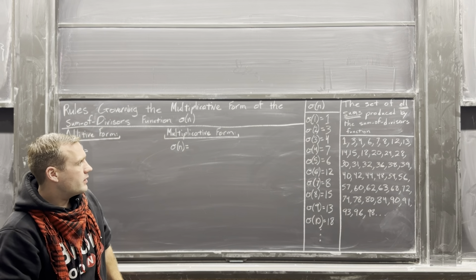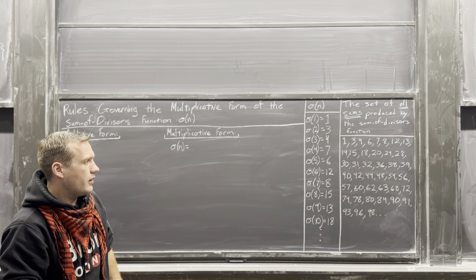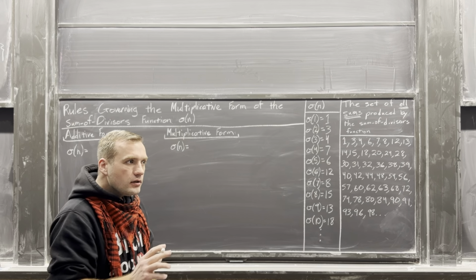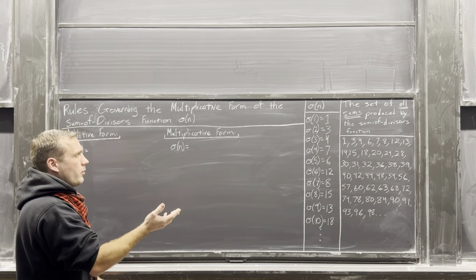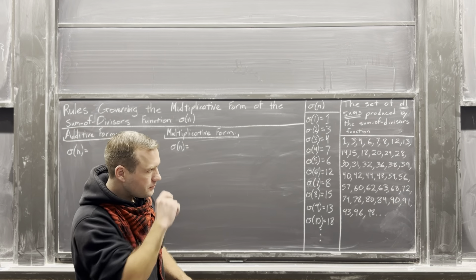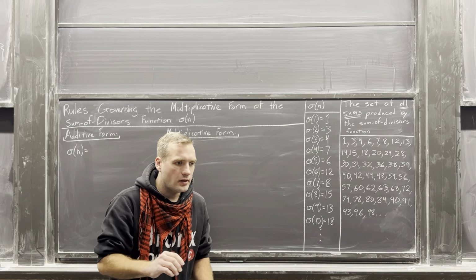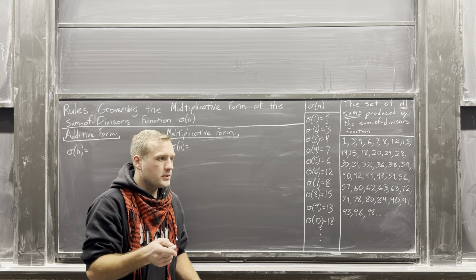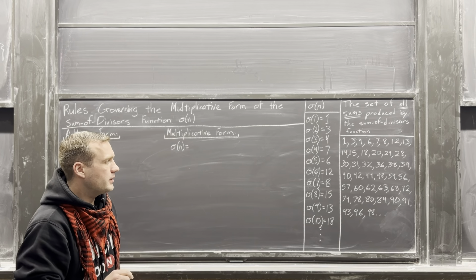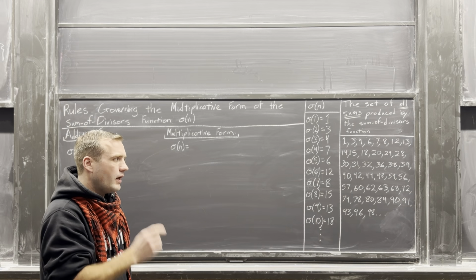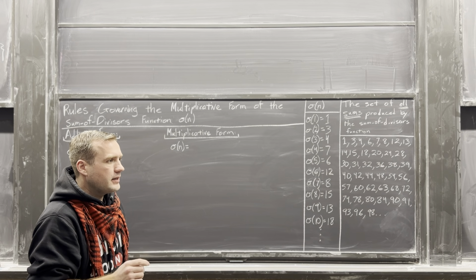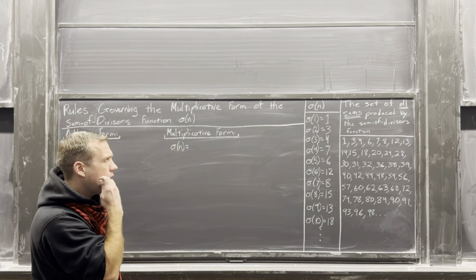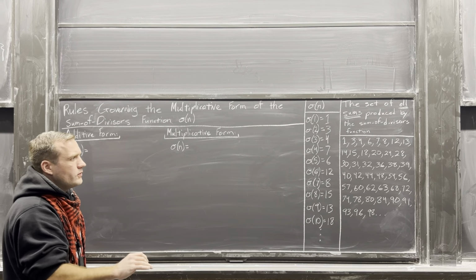What we're going to do today is discuss the rules that govern the multiplicative form of the Sum-of-Divisors function. I'm going to explain that in a minute, but you're not going to find this on Wikipedia. That's why I'm putting this up here, because I think this is really valuable to understand, and yet there's almost no information about this. So without further ado, let's get into it.